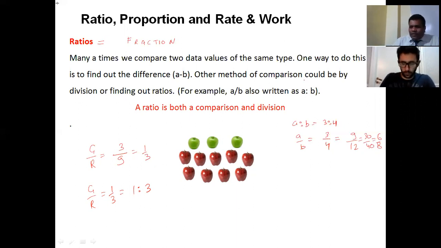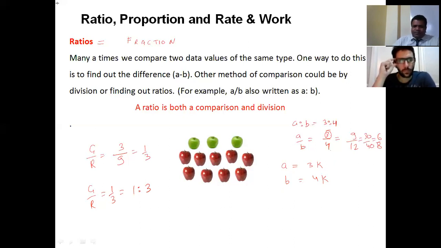If the ratio between A and B is given as 3:4, it doesn't mean that A is 3, B is 4. But still, if I want to know the value of A, what to do? A is 3 into some constant term, and B is 4 into some constant term. Now, how do we know the value of this constant term? You'll be given some additional information, and from there we can figure out the value of K.